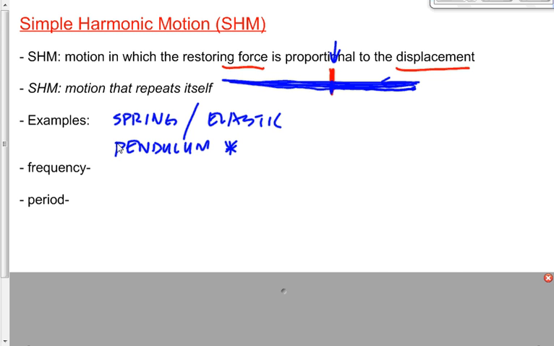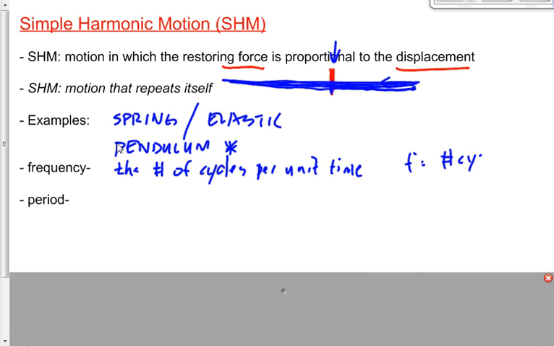Well, if we're talking about motion that repeats itself, motion that cycles, then we have to talk about a couple terms that we talked about in our last unit, frequency and period. The frequency in the last unit was the number of revolutions per second. In this unit, we're going to say it's not revolutions, because we're not talking about circles, but just the number of cycles per second, the number of cycles per unit time. We can find the frequency by saying the number of cycles over the time. In the last unit, we said it was the number of revolutions over the time. The unit for frequency, by the way, would be hertz, same as it was in the last unit.